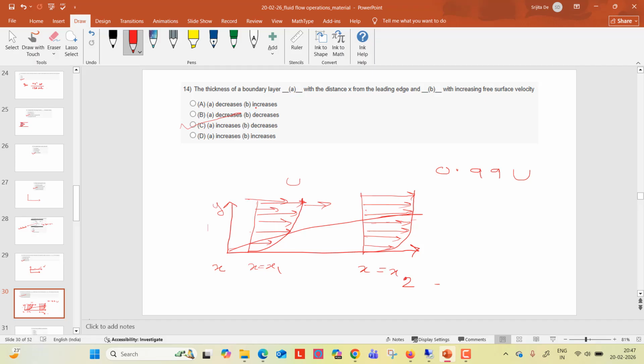If the free surface velocity increases, this boundary layer thickness will decrease. It will obviously be there and will obviously increase with x, but with a higher free surface velocity it will decrease, right?